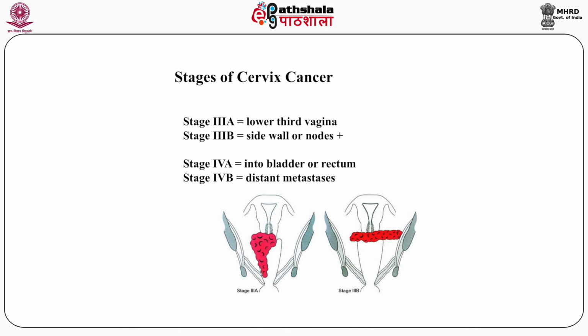Now the next stage of cervix cancer is 3A, which is a higher stage, where growth of the tumor is in the lower one-third of the vagina. In stage 3B, side walls and nodes are positive. Stage 4A is the case when the tumor extends up to the bladder or rectum, and in 4B distant metastasis takes place.